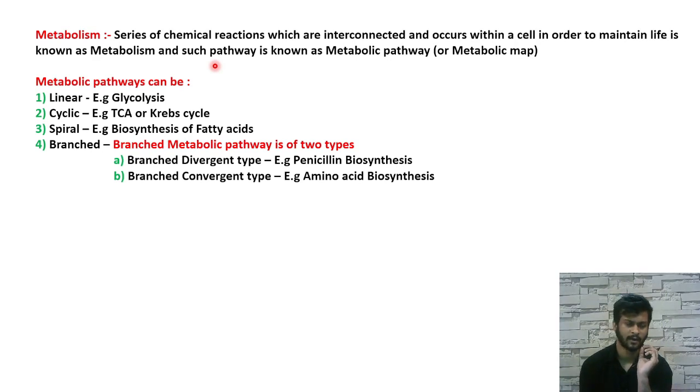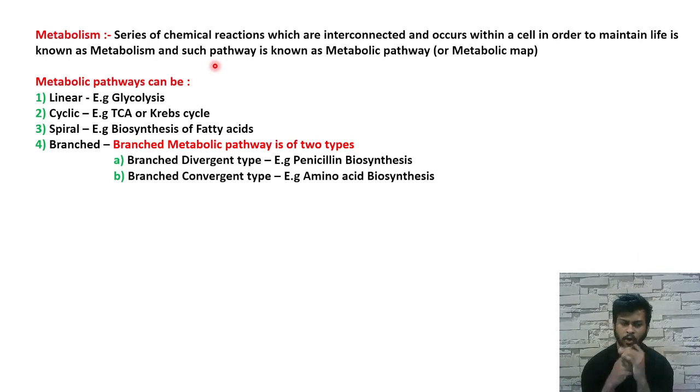Okay, very easy. The next point is that metabolic pathways can be divided into 4 types: linear, cyclic, spiral, branch. The best example of a linear type of metabolic pathway is glycolysis. The best example of a cyclic type is the Krebs cycle or TCA cycle. The best example of a spiral type is biosynthesis of fatty acid. And the branch type can be divided into 2 subcategories: branch divergent type, example is penicillin biosynthesis, and second, branch convergent type, example is amino acid biosynthesis.